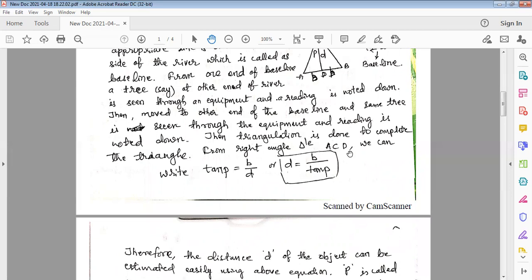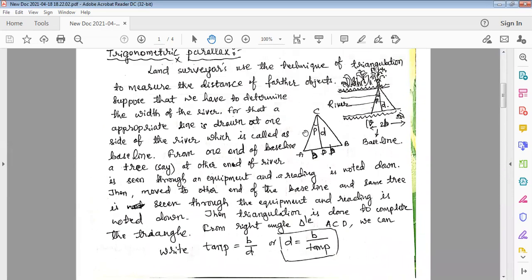From the right triangle ACD, we can write tan P is equal to b divided by D, or D is equal to b divided by tan P. I will explain what these things are. Triangulation is done to complete this triangle. This is the baseline. AB is the baseline which I have shown here, which is of length 2b. That length 2b is divided into 2, so it is b, and it is b. b plus b is 2b.